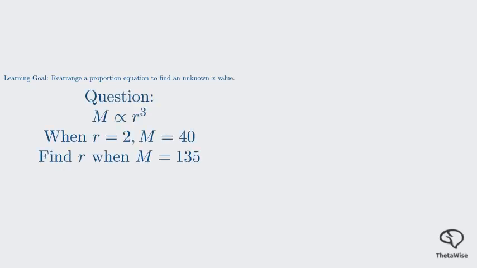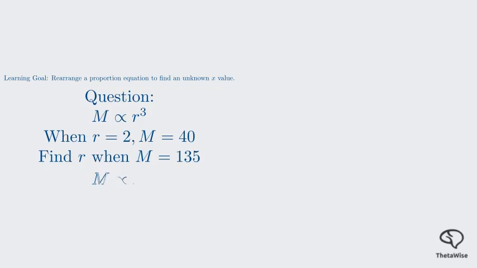In this final example, we will look at a common exam variation, finding the value of the independent variable, which requires a bit of algebra to rearrange the equation. Here is the question. M is directly proportional to the cube of R. When R equals 2, M equals 40. Find the value of R when M equals 135.